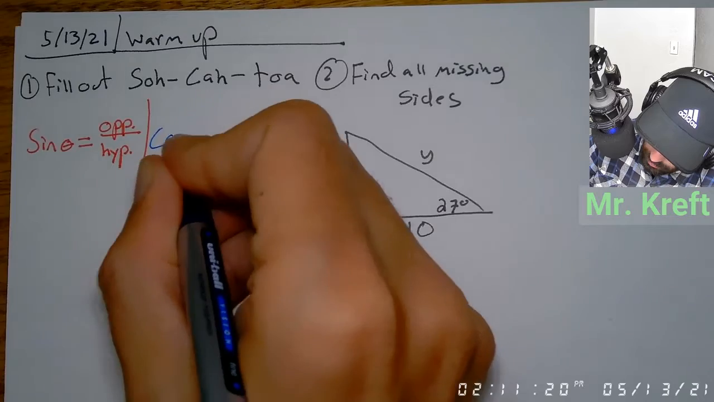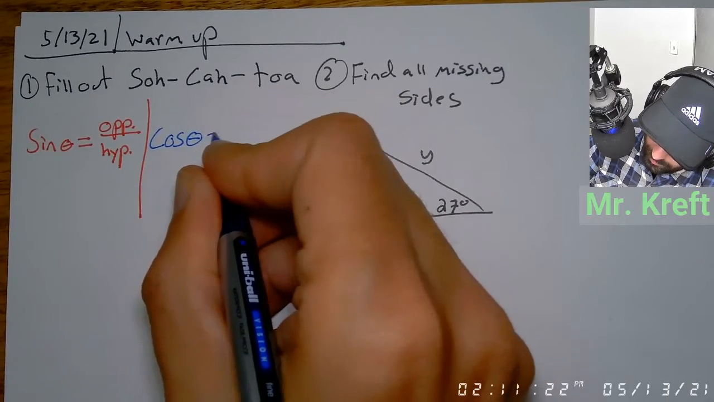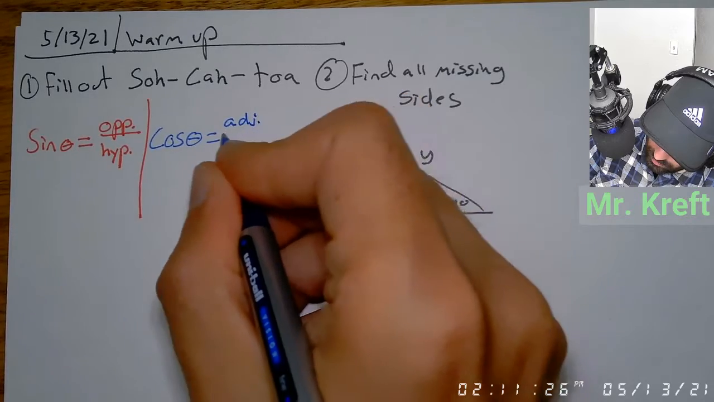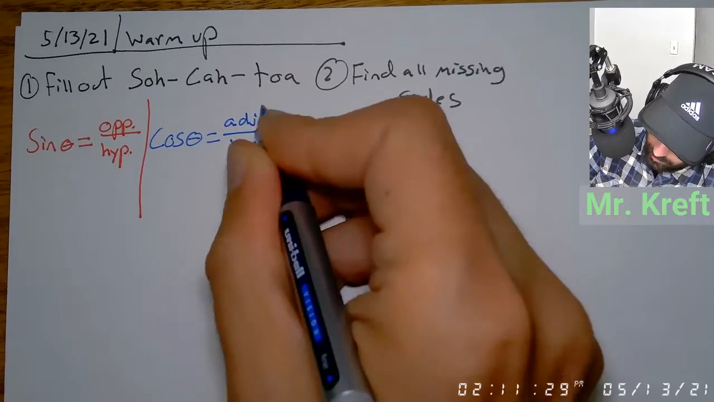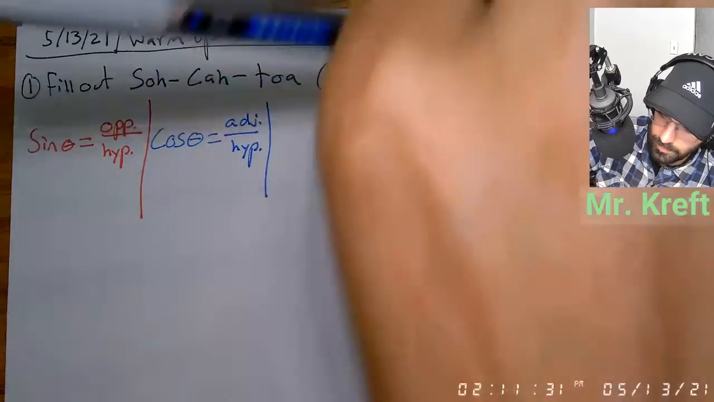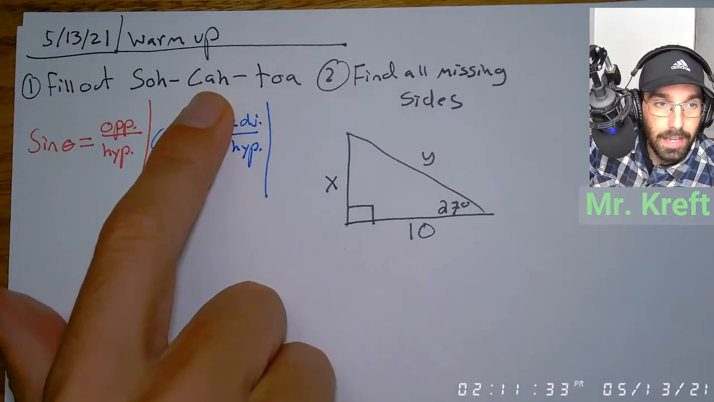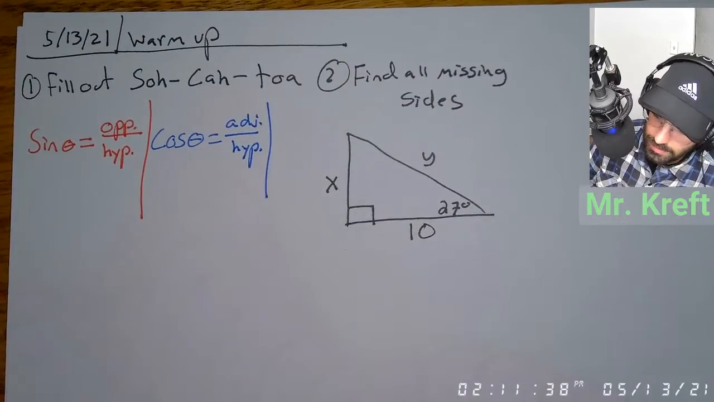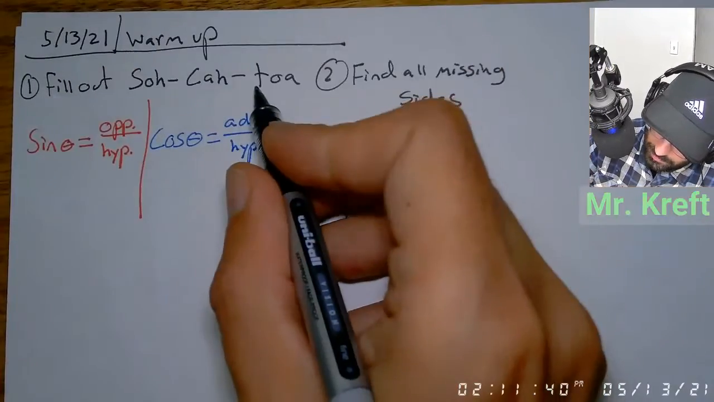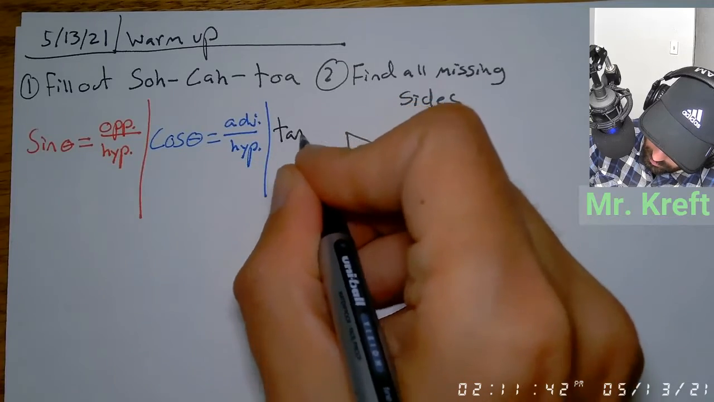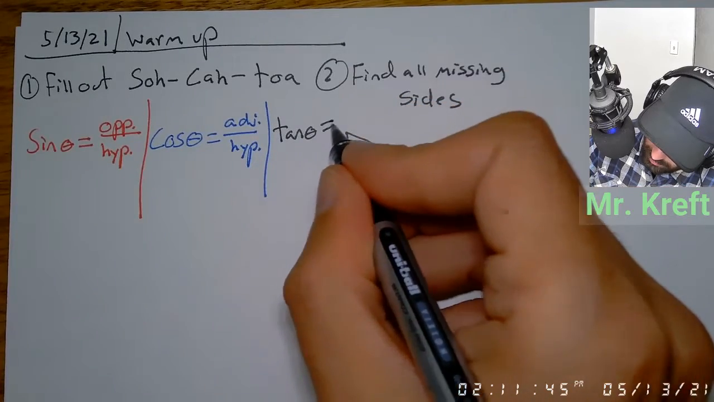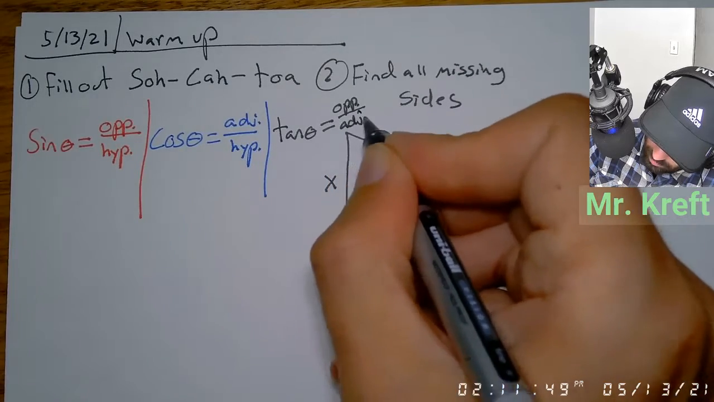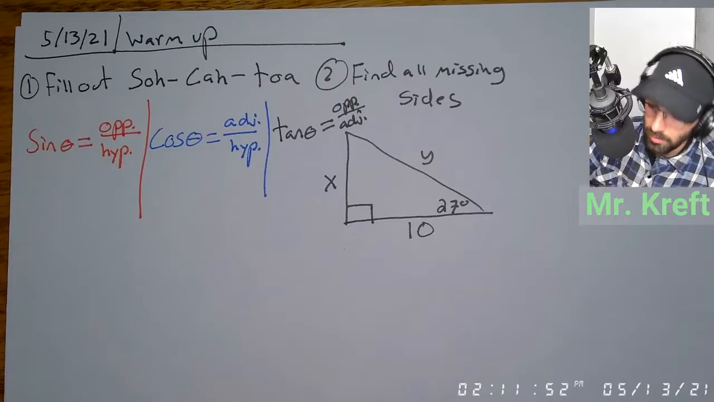The C stands for cosine of theta. The A stands for adjacent, it comes first, so it's on top. The H is for hypotenuse, it's on the bottom. The T is for tangent of theta. Oops, I ran out of room. And the O is for opposite, that's on top. The A is for adjacent, that's on bottom.